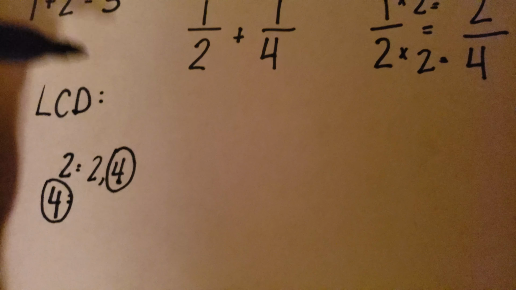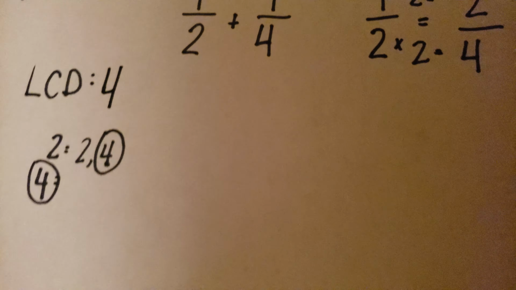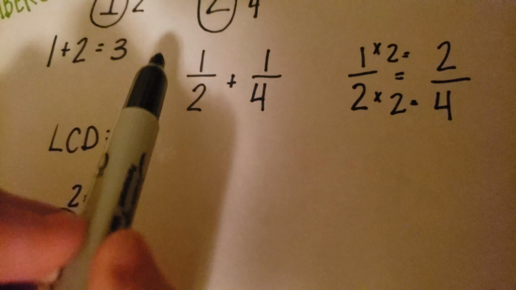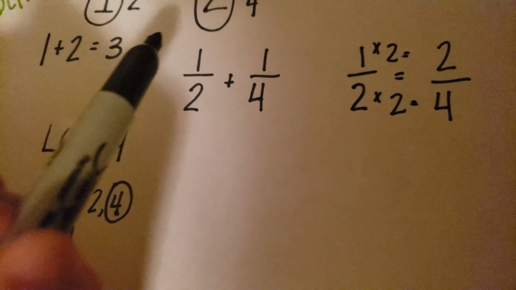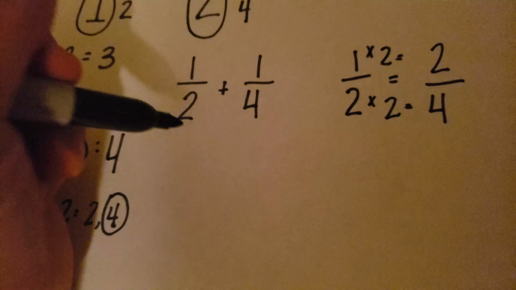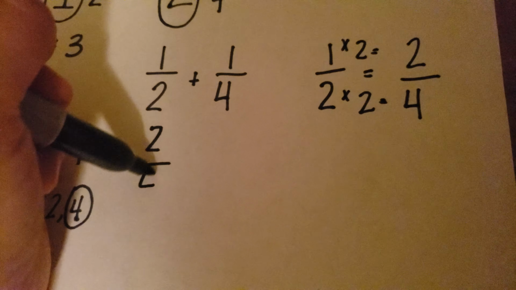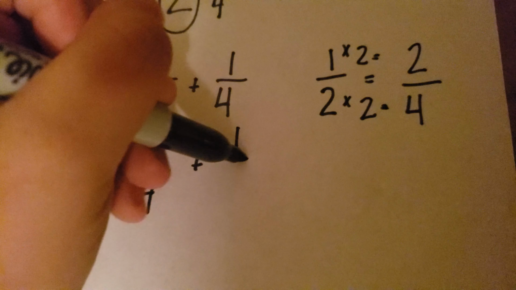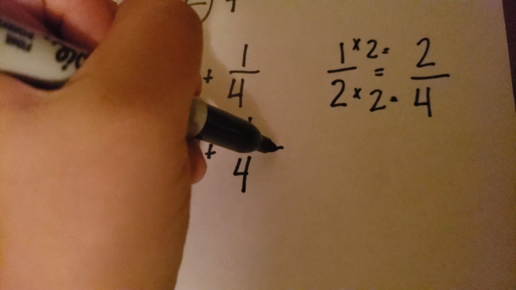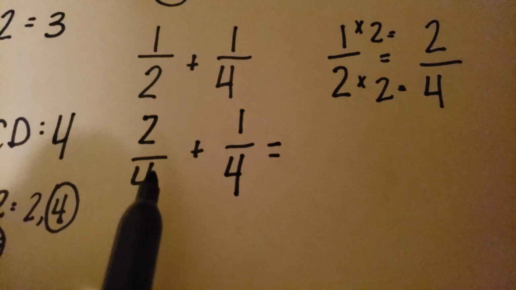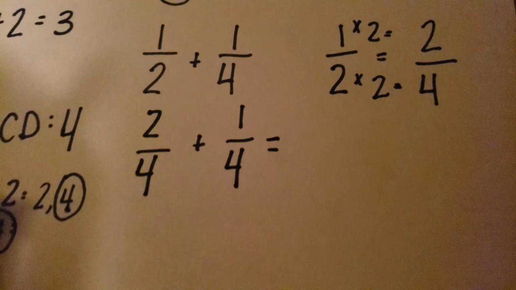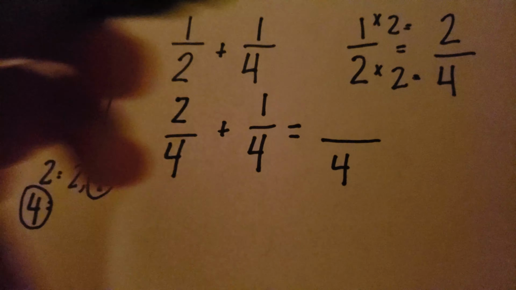So we're going to come back over here. I'm just going to write in a 4 here. And we're going to change our addition problem. Instead of having 1/2, we're now going to have 2/4 plus 1/4. We do not add the bottom numbers, the denominators. We keep those the same. 2 plus 1 would be 3.